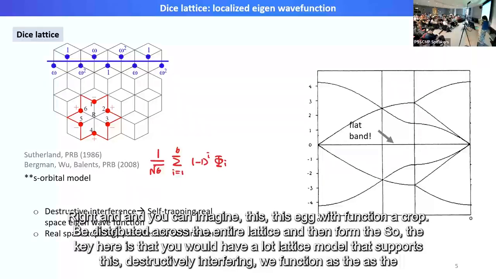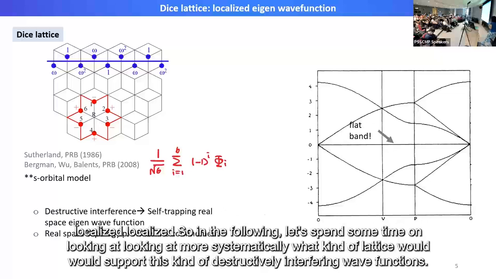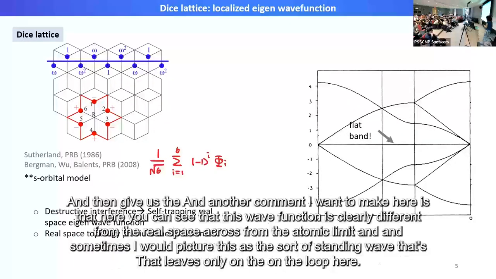Right. So the key here is that you would have a lattice model that supports this destructively interfering wave function as the localized eigenstate. So in the following, let's spend some time looking more systematically at what kind of lattice would support this kind of destructively interfering wave function, and then give us the flat band. Right.